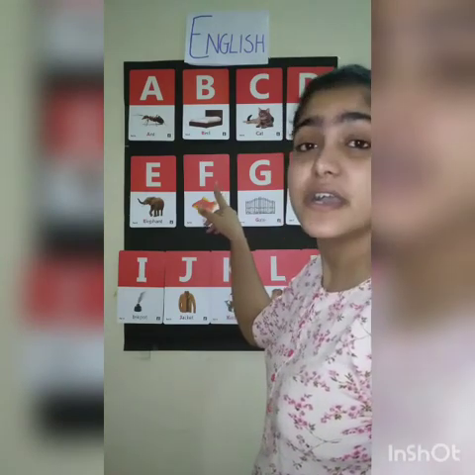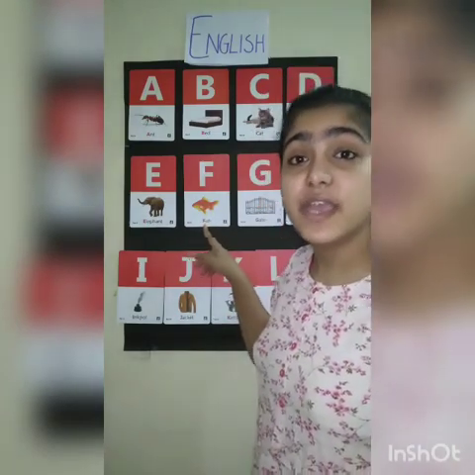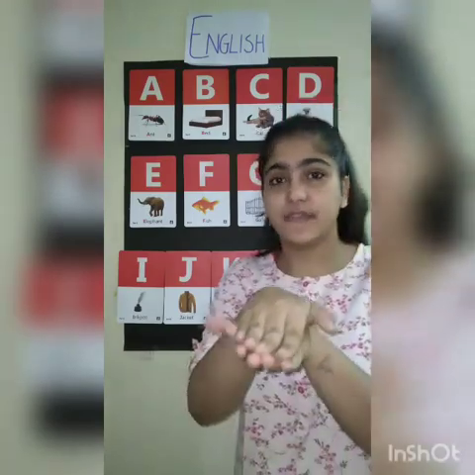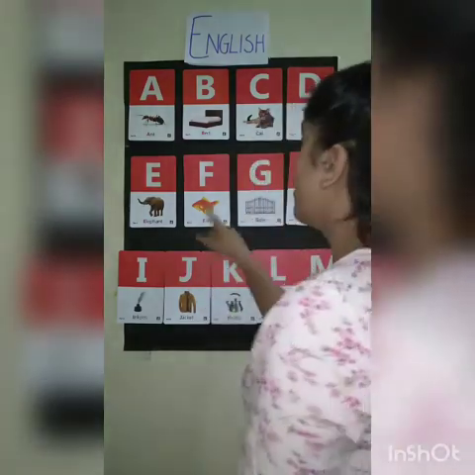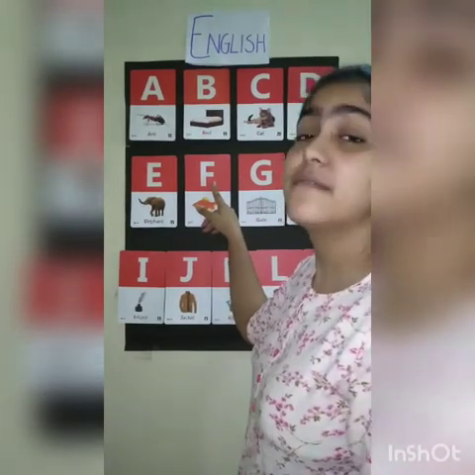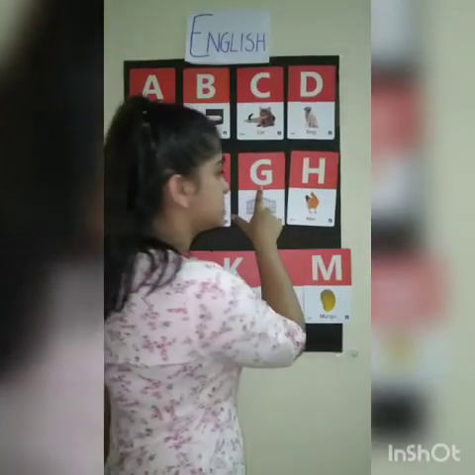F, F, Fish. What is this? This is a fish. Fish. Okay? Like this. Fish. What is this? Which letter is this? F. F, F, Fish. Now tell me, which letter is this?